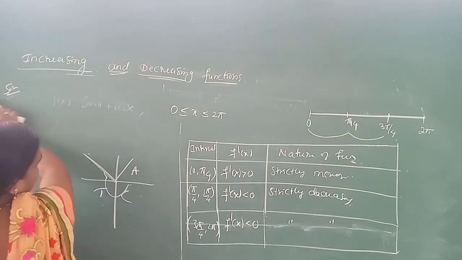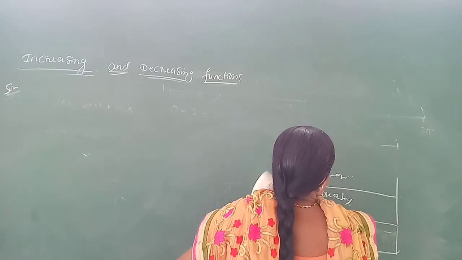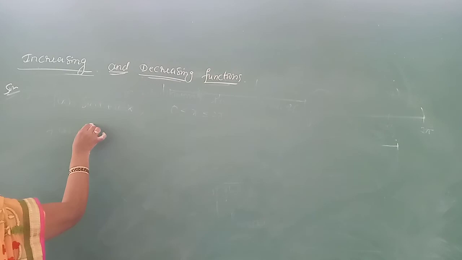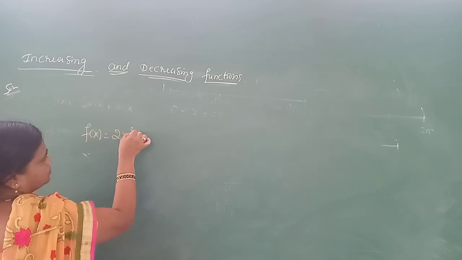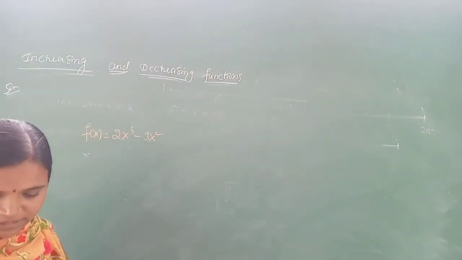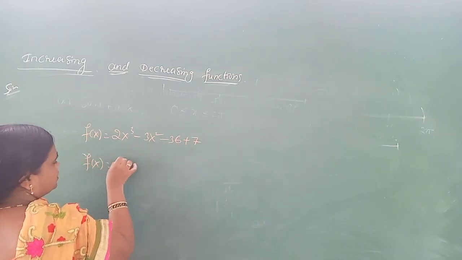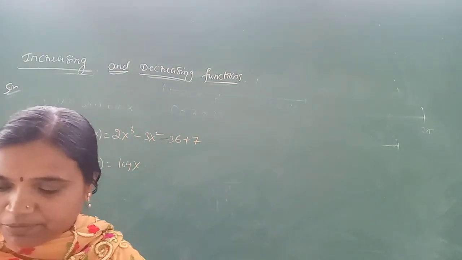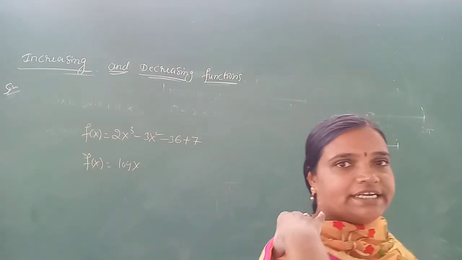Next, review example homework. That is f of x is 2x cube minus 3x square minus 36x plus 7. f of x is log x. Please remember that you can write it within one step. Log x is always which type of function? Increasing function. These are the examples based on increasing and decreasing functions.